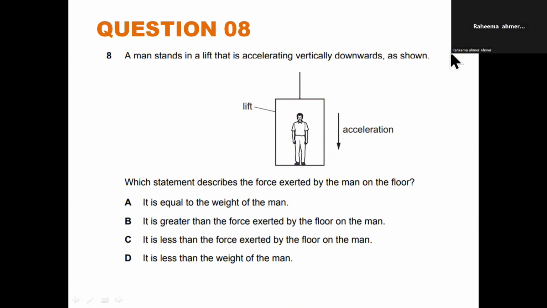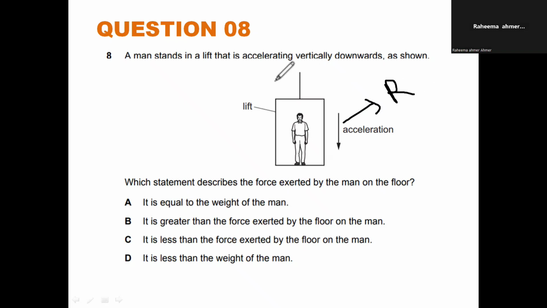So let's begin. A man stands in a lift that is accelerating vertically downwards as shown. Which statement describes the force exerted by the man on the floor? Okay, so as you can see, a man is standing in the lift and it is accelerating downwards. What can you conclude from that? This means that the resultant force is pointing downwards, which I'm labeling as R.